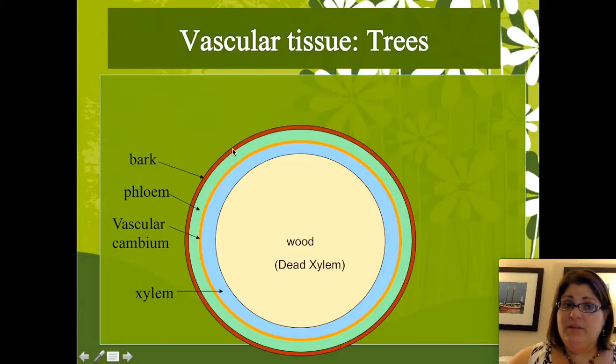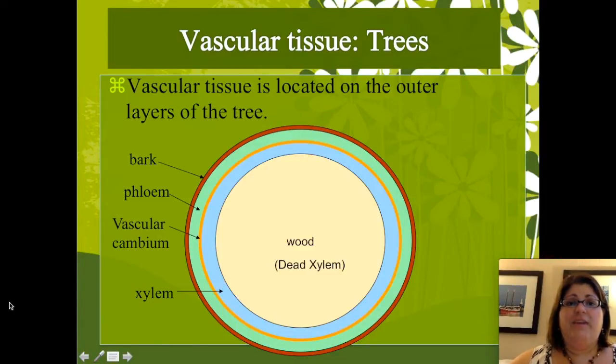As we look at the general layout of vascular tissue, we see that bark is on the outside, that's dermal tissue. Then phloem and xylem are separated by that layer of vascular cambium. And then the dead xylem is in the middle. This arrangement with the vascular tissue on the outer layers is a little bit different than what we saw in the roots and leaves, where the vascular tissue tended to be in the innermost sections of the plant.